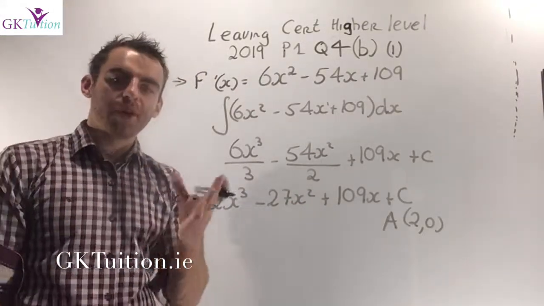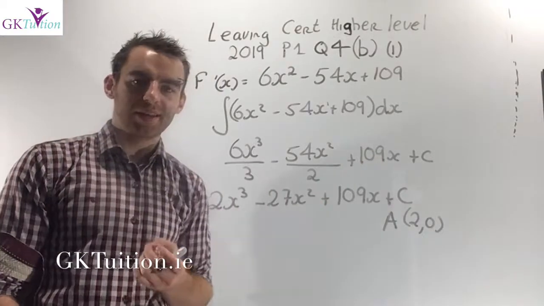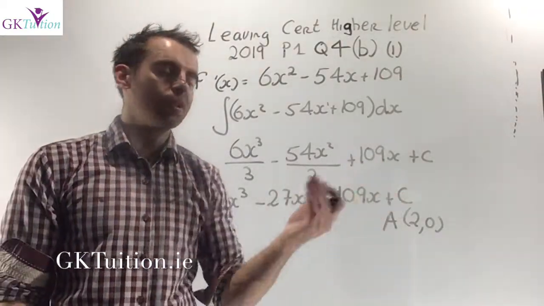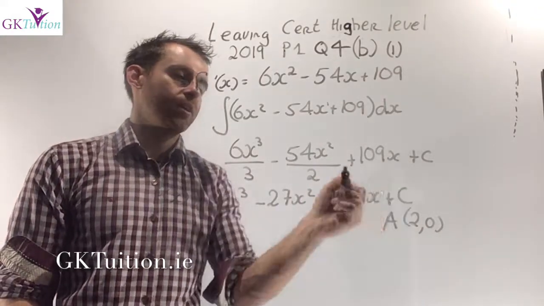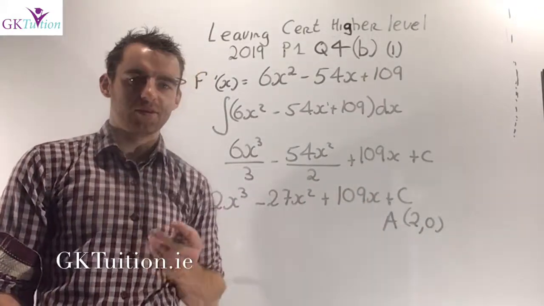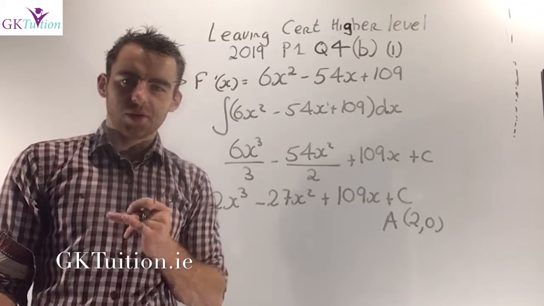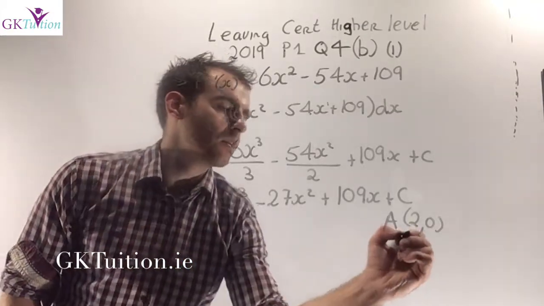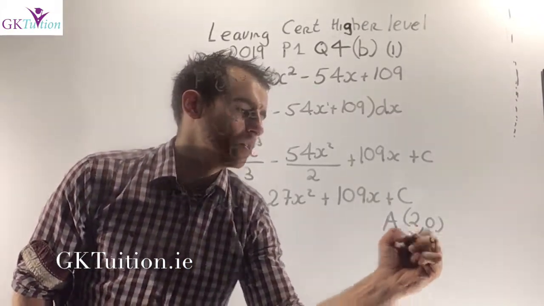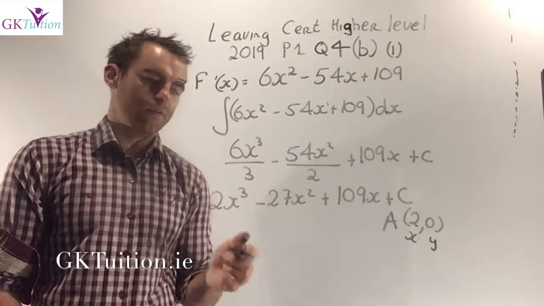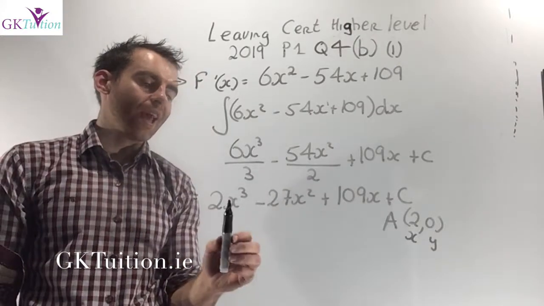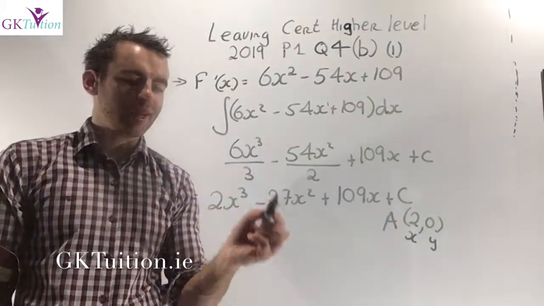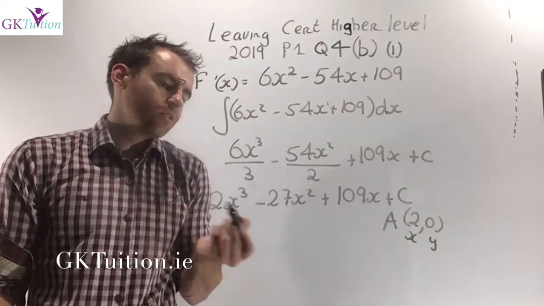But obviously I'm not finished yet because I still don't know what my c is. Now I was viewing the scripts that did it in 2019. A lot of them messed this up. A lot of them didn't know how to get their c here. You need to know that the one piece of information you've been given is that the point (2, 0) is on this curve. That means that if I sub in x equals 2, the whole thing should be equal to 0. So that's all I need to do.